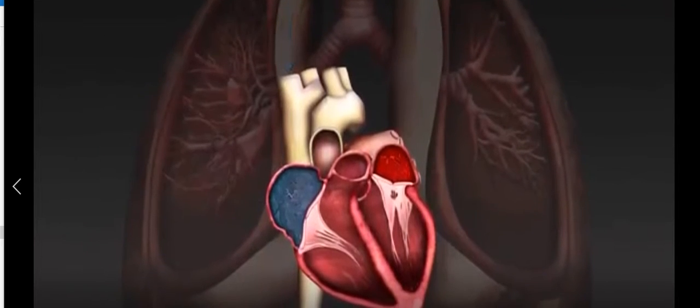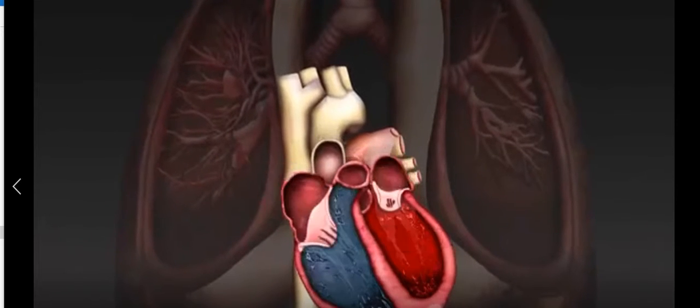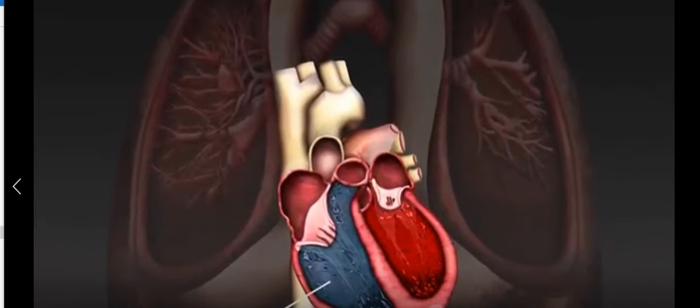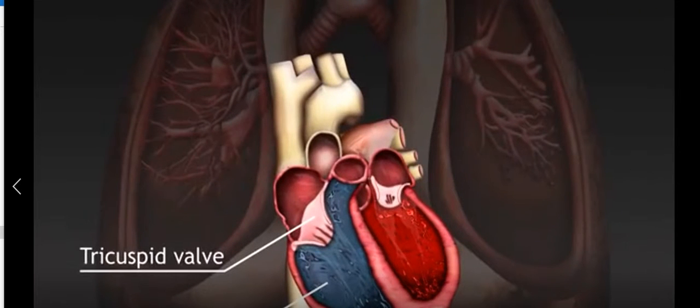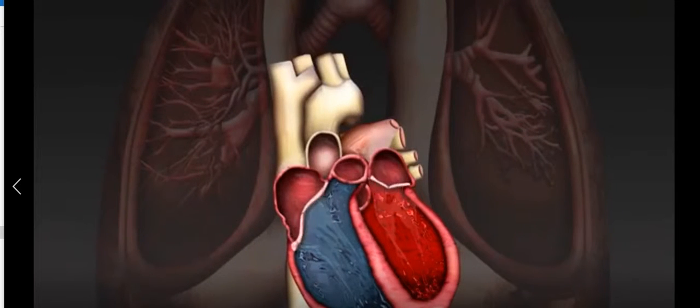In the next phase of the cycle, the right atrium contracts, pumping blood into the right ventricle through the tricuspid valve. Once the right ventricle fills with blood, the tricuspid valve closes to prevent blood flowing back into the atrium.